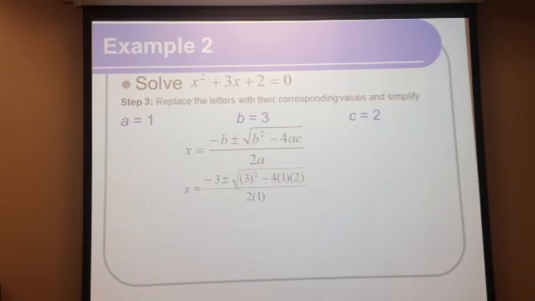Remember that the square root symbol is also a grouping symbol, so we have to take care of the stuff inside of it, really, before we can do anything else. This is going to be 9, this 4 times 1 times 2 is going to be 8, 9 minus 8 is 1, and then on the bottom 2 times 1 is 2. And notice that 1 is a perfect square. The square root of 1 is 1, because 1 times 1 is 1. So we can take the square root of 1, and upon doing that, we get ordinary old 1.